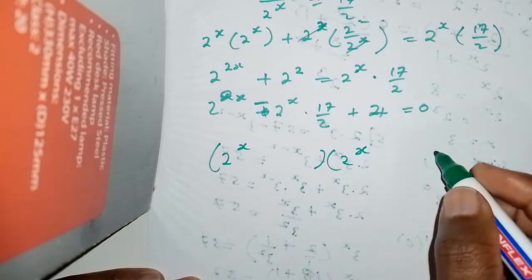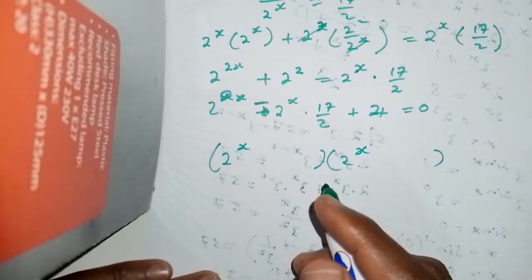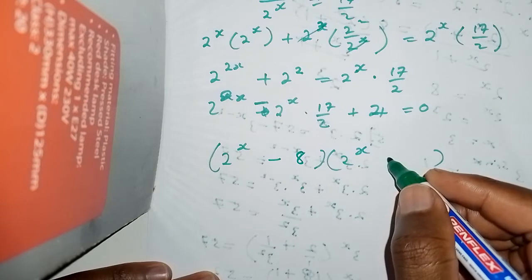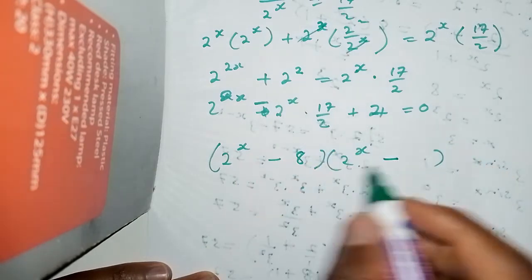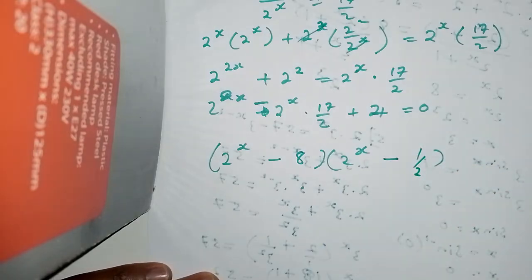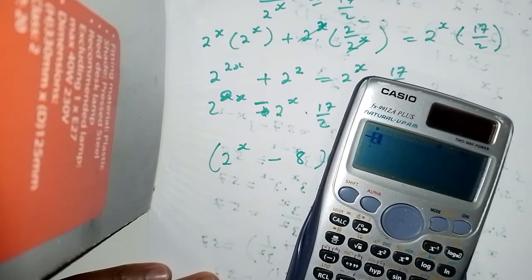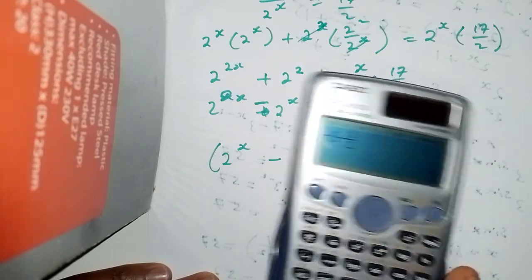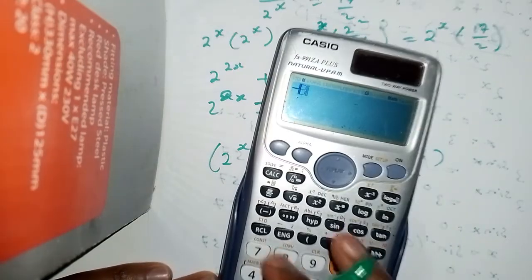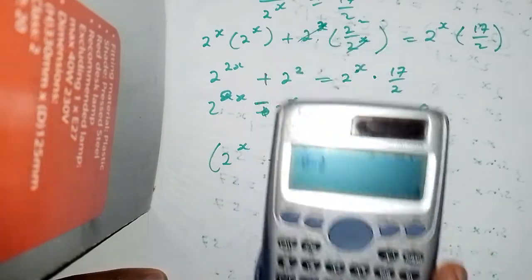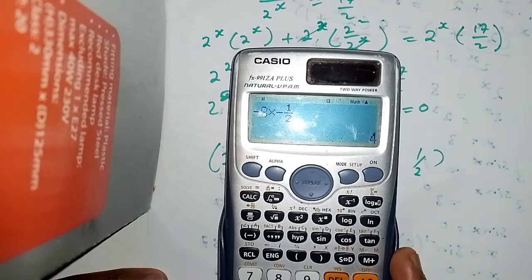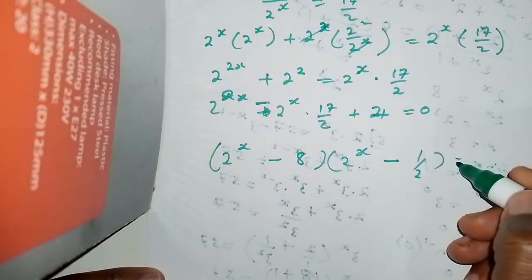2 to the power x, right there. And then minus 8 times minus half gives positive 4. When I say minus 8 minus 1 over 2, it's giving me minus 17 over 2, right? When I say minus 8 multiplied by minus half, it's positive 4, right? So it means this is equal to 0.